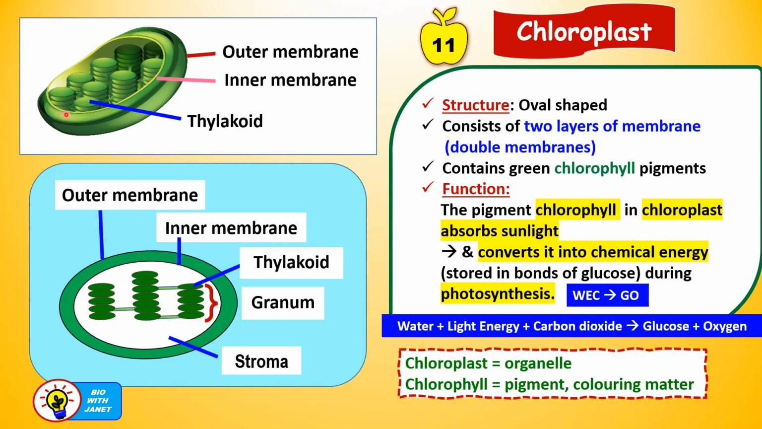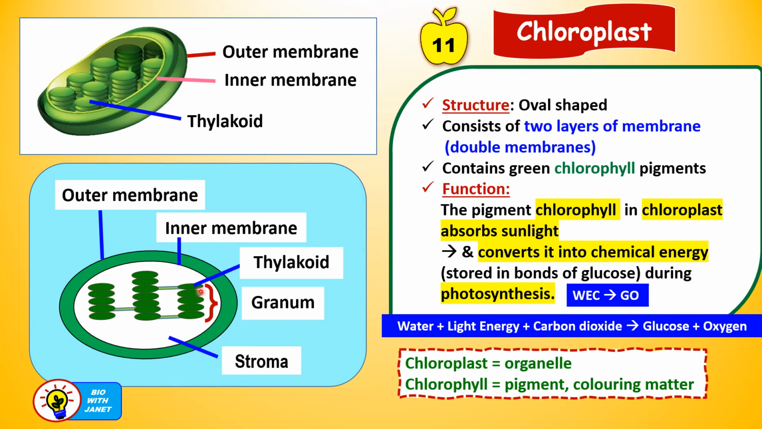Then inside the chloroplast, there are green pigments, or coloring substance, called chlorophyll in structures that look like stacks of coins. So let's see how to label it. This is the drawing that you should draw if you're asked to draw the structure of a chloroplast. You must draw that it has double membranes, outer membrane and inner membrane, and then inside, structures that look like stacks of coins.